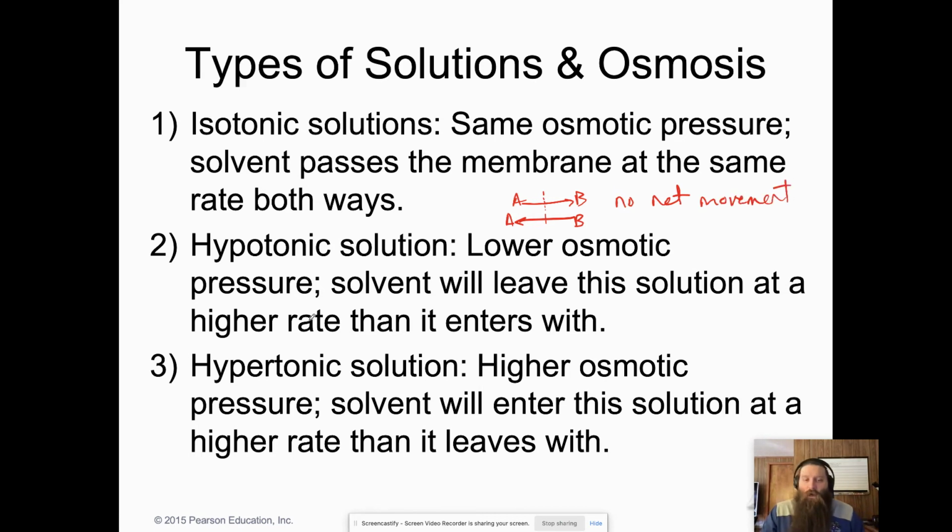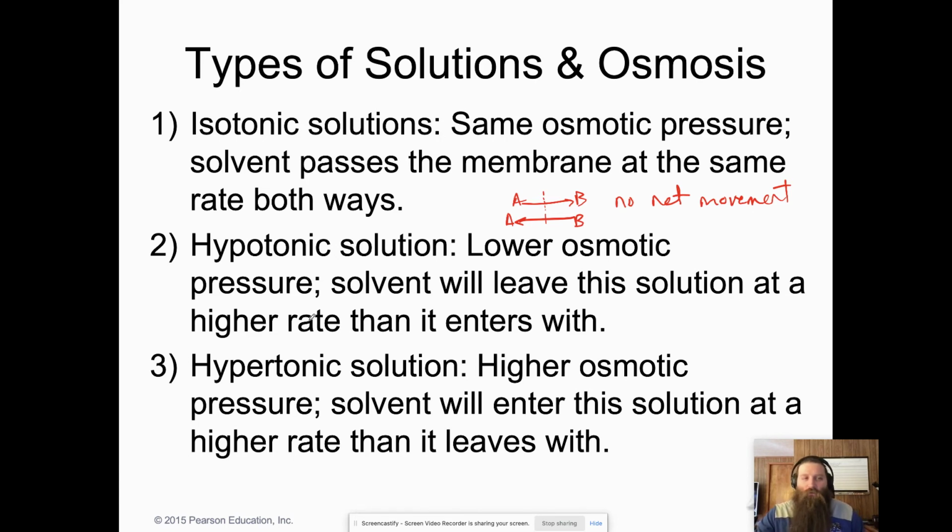If you have a hypotonic solution, then you must have lower osmotic pressure. And so the solvent is going to leave the solution faster than it's going to enter the solution. On the other hand, if you have a hypertonic solution, well, then your solvent is going to enter it at a higher rate than it's going to leave.